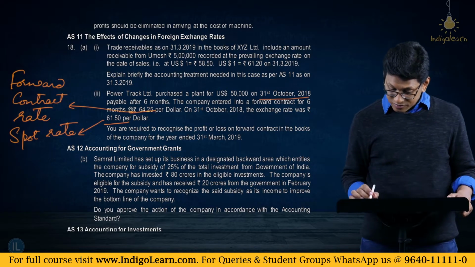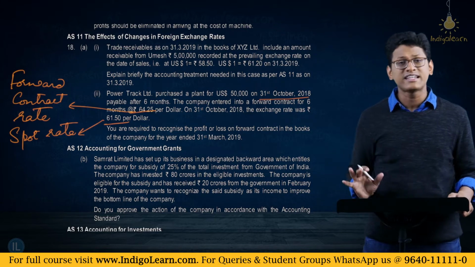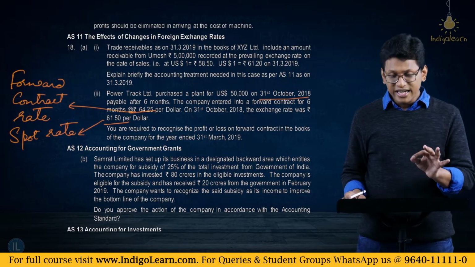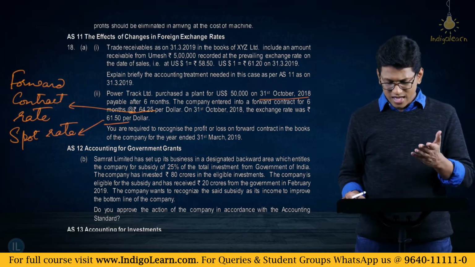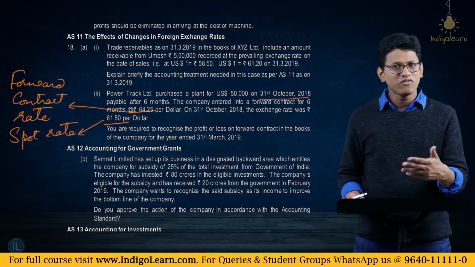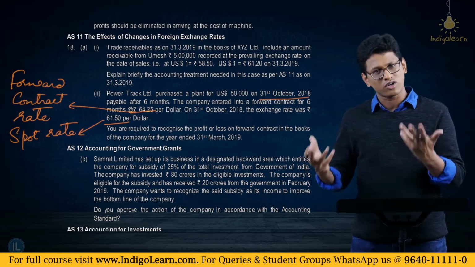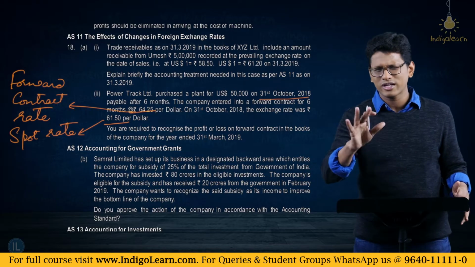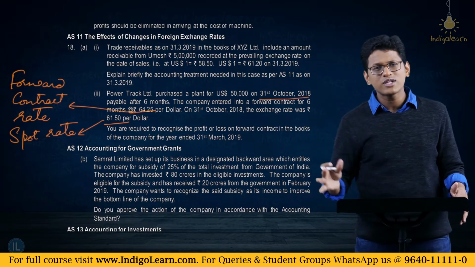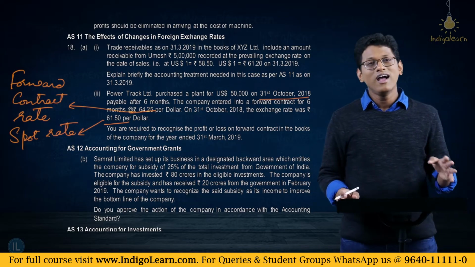Okay. Then you are required to recognize profit or loss on the forward contract in the books of the company for the year ended 31st March 2019. Now concentrate carefully, friends. The rate on 31st of October is 61.5 per dollar. When we purchased, we need to pay, right? If the entire amount was paid only on 31st of October itself, at what value would you have paid per dollar? Okay, $50,000, keep it aside, per dollar, how much would you have paid? You would have paid 61.50 rupees per dollar, correct?